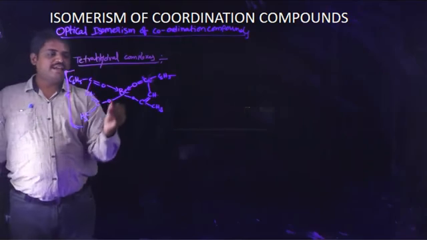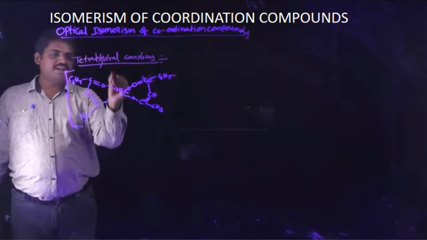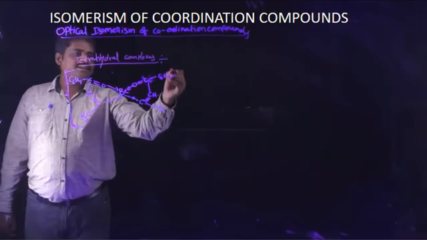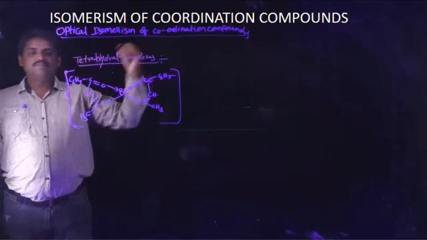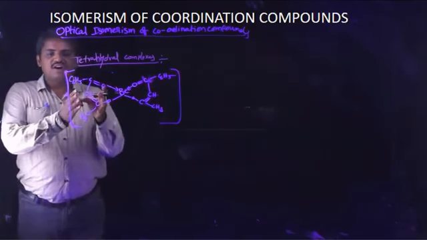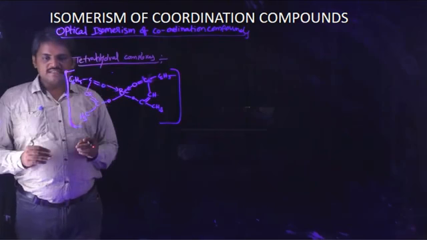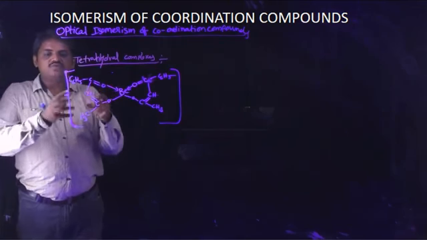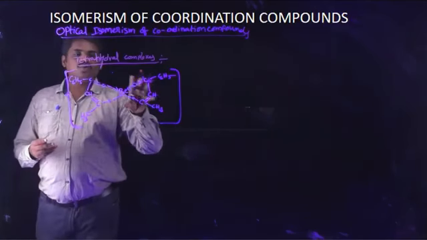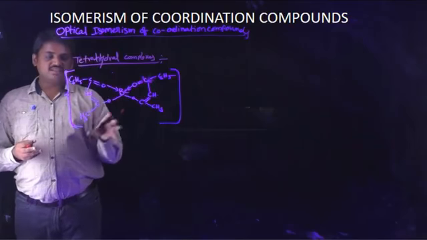One bidentate ligand is there, and this is another bidentate ligand. Each ligand contains two donor sites and donates two electron pairs. Totally 4 donor sites are there in this complex.